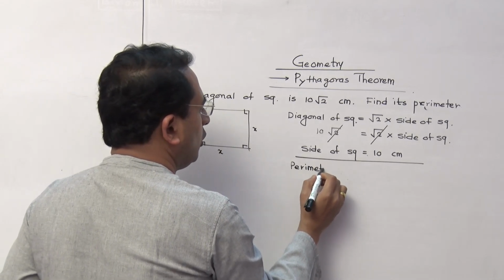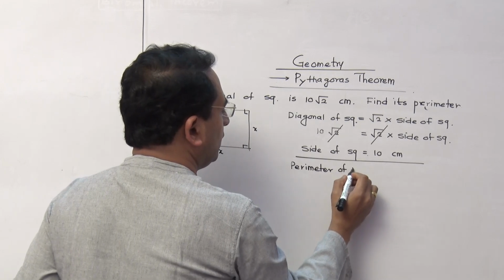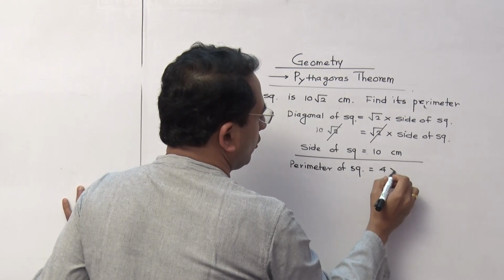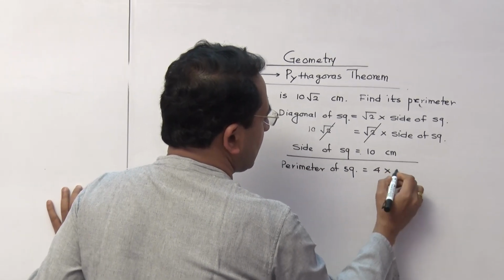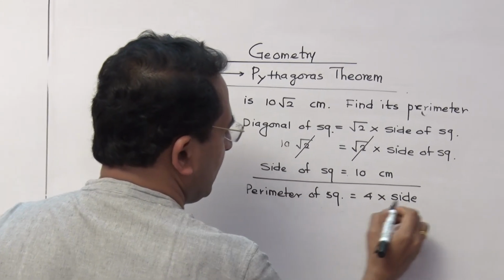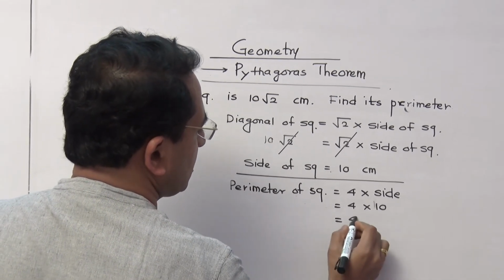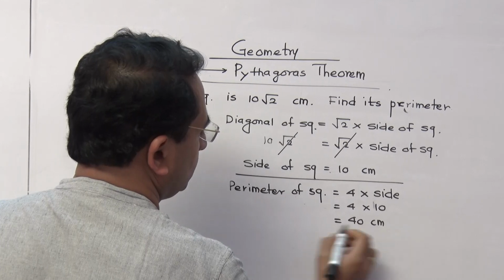Perimeter of square is 4 multiplied by side, and that is what you have to write, 4 multiplied by 10. So the answer is 40 centimeter.